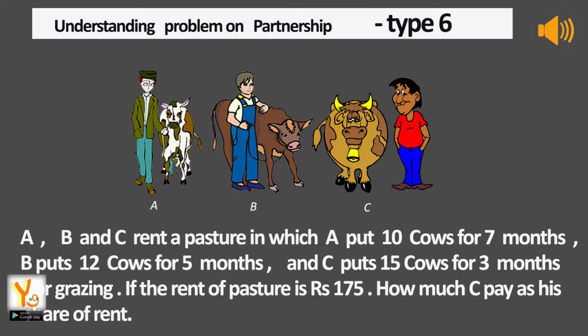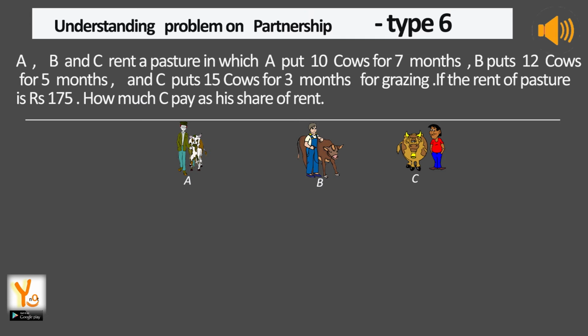A, B and C rent a pasture, in which A puts 10 cows for 7 months, B puts 12 cows for 5 months, and C puts 15 cows for 3 months for grazing. If the rent of the pasture is rupees 175, how much does C pay as his share of rent? In this problem, there are 3 persons, A, B and C. A puts 10 cows, B puts 12 cows, while C puts 15 cows. So the ratio of cows is 10:12:15.